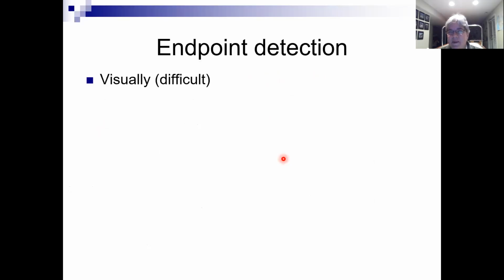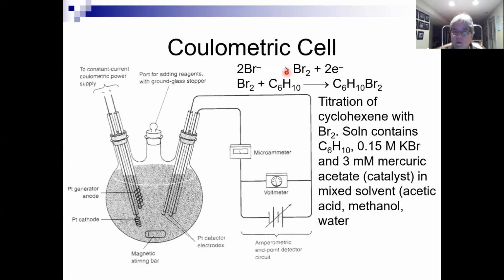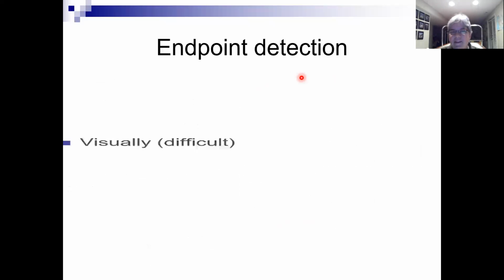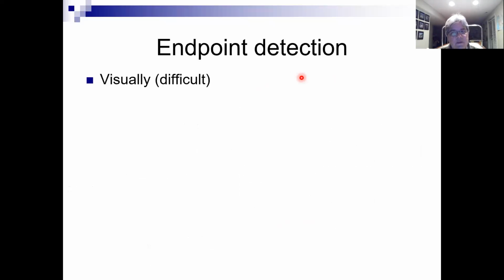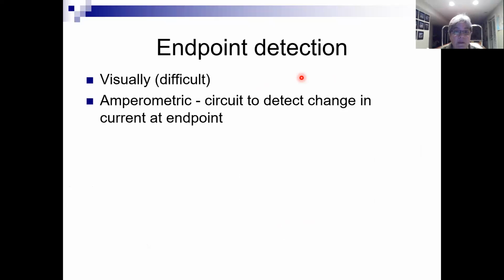So one way might be visually. Br2 has a color. So at the end point, when this is all gone, then the Br2 starts to become excess. So maybe we could see it at the end point, but actually that is quite difficult to do. Okay, so two better ways to find the endpoint. One is to use amperometric. So this is simply where you have a small current that you apply, and then you're going to measure for when there's a change. So you use a circuit to detect a change in the current.